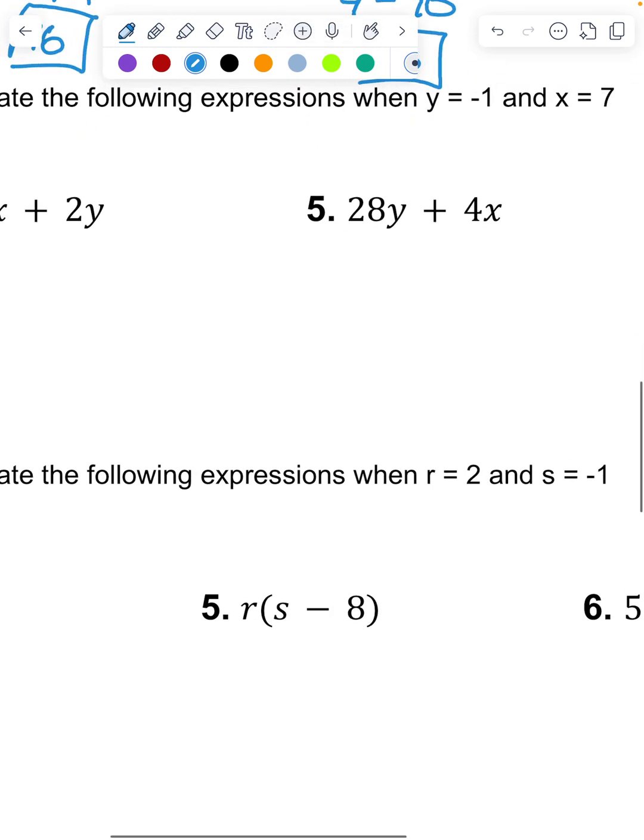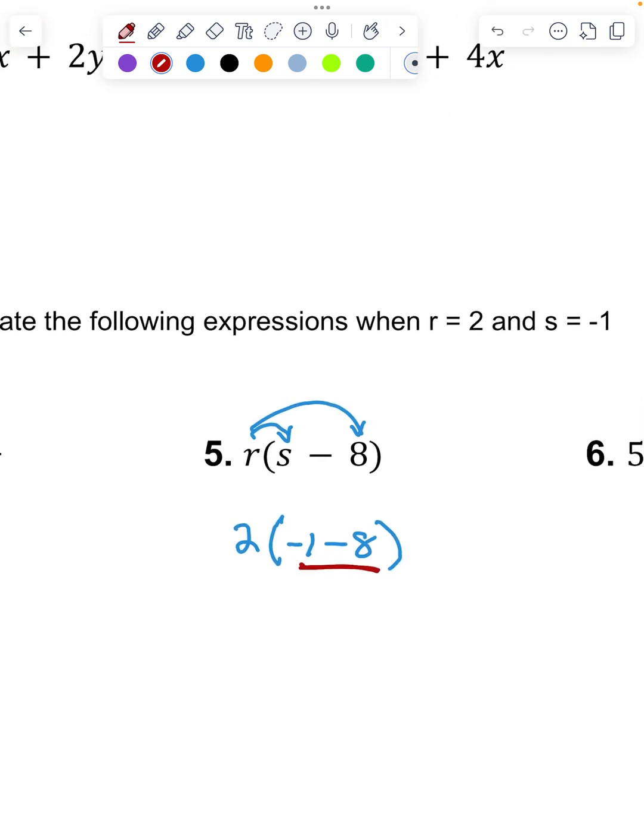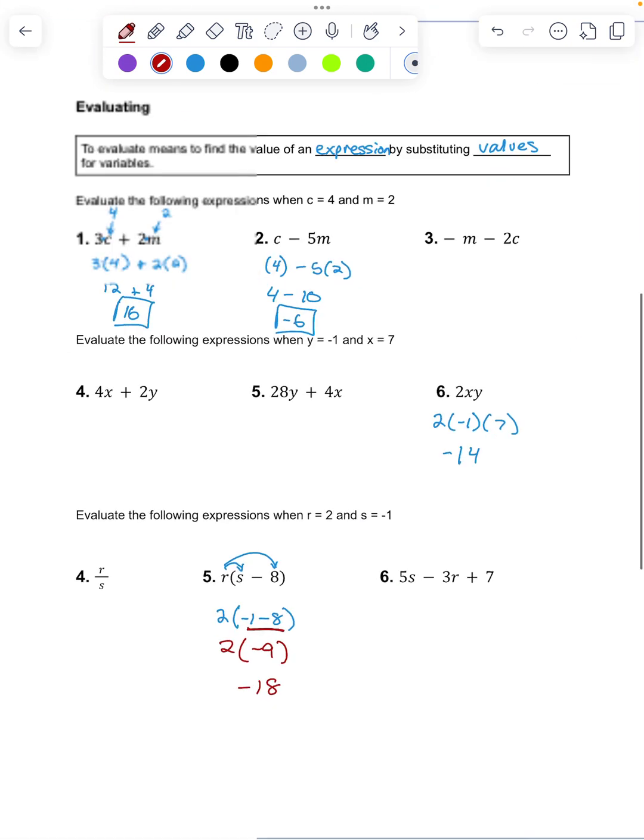You might even have examples where you have to distribute the variable. We're replacing R with a 2, S with a negative 1. You could do this in 2 different ways. You could either multiply both these numbers by 2 because we're distributing, or because these are both numbers in here, I can go ahead and subtract them from each other. So I have 2 times -9, which is -18.